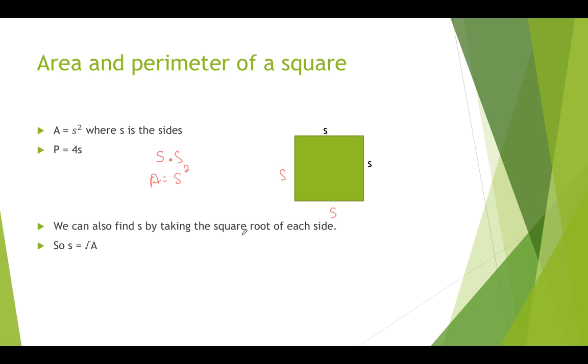You can also find S by taking the square root. So let's say you get the area of a square is 64, and I want to find what S is. If you take the square root of 64, because we know A is equal to S squared, and if this is equal to 64, and we want to find S, how do you get rid of a square? Well, you take the square root. So if you just take the square root of 64, you end up with 8.